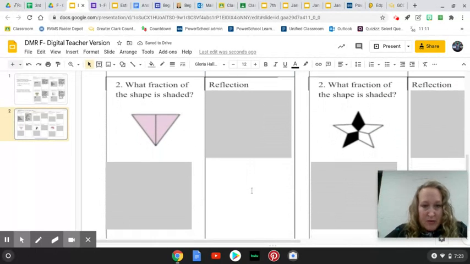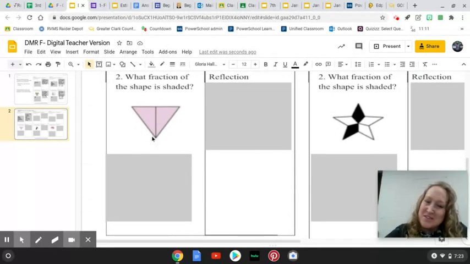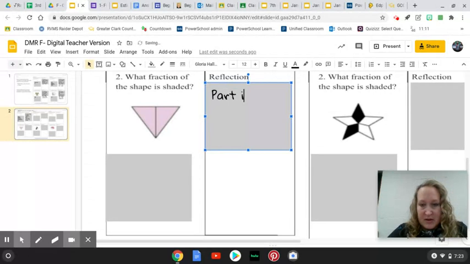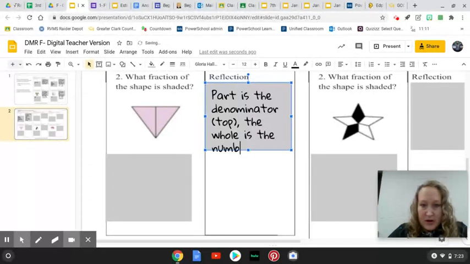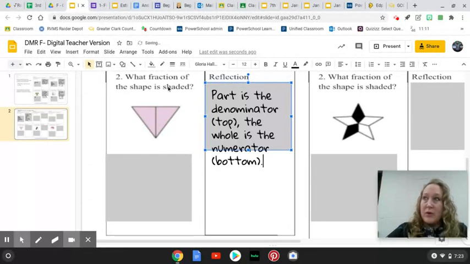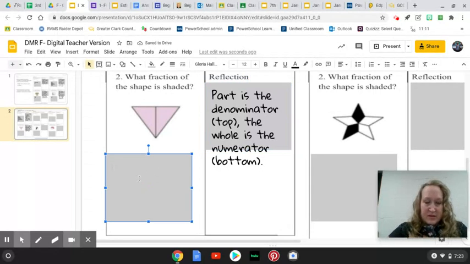All right, what shape of the fraction is shaded? Well, it doesn't show one. So we still need to think about the part versus whole. So part is the denominator, which is the top. The whole is the numerator, bottom. So, thank you. This one has 0 out of 2.